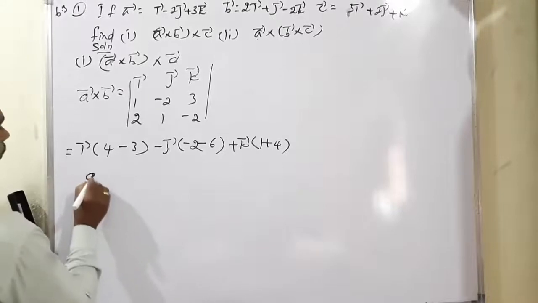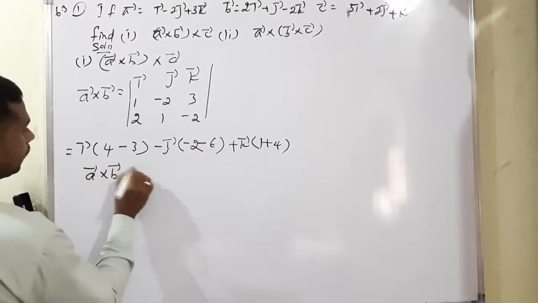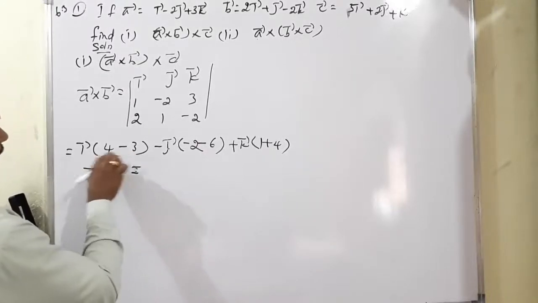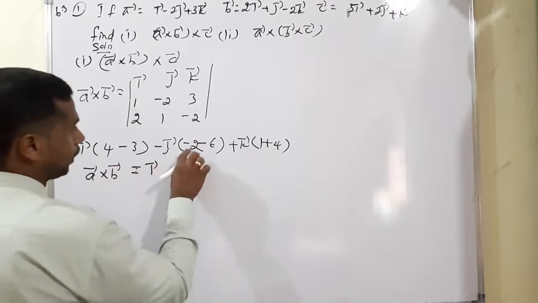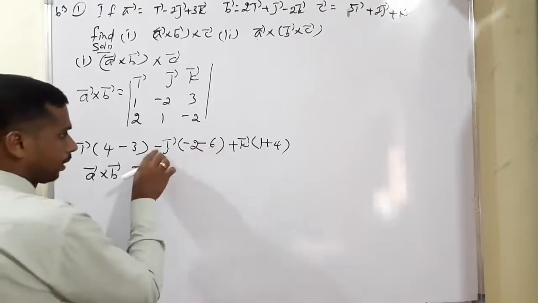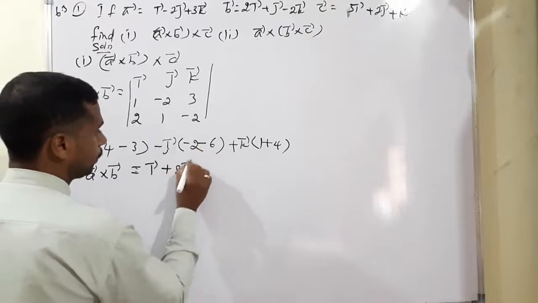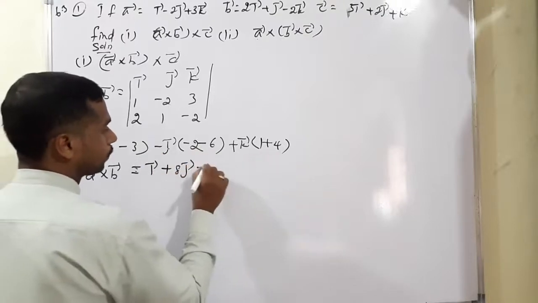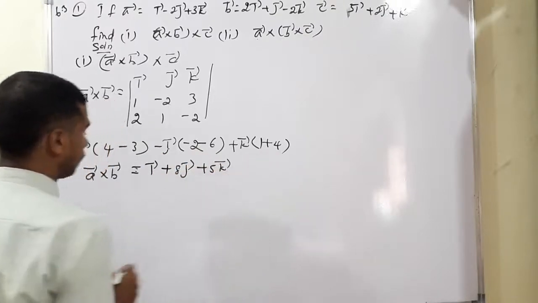We can write A vector cross B vector is equal to 4 minus 3, 1, that is 1 into i, so i vector; minus 2, minus 6 is minus 8, already a minus sign is there, so we can write positive 8j vector; 1 plus 4, 5k vector.